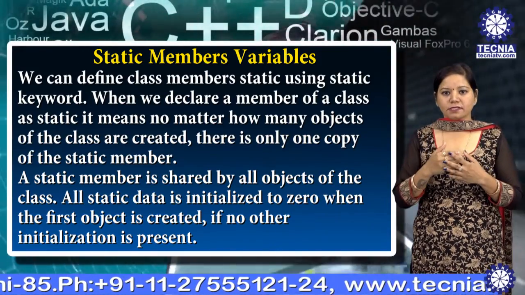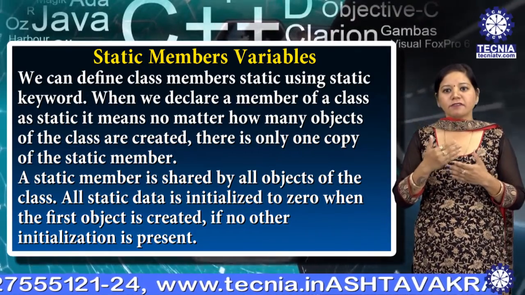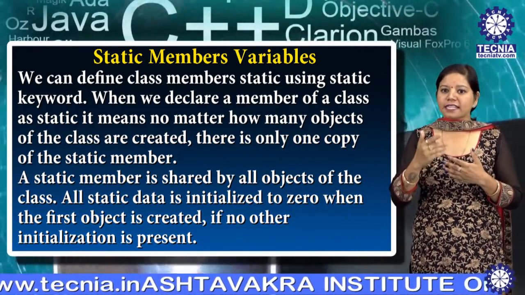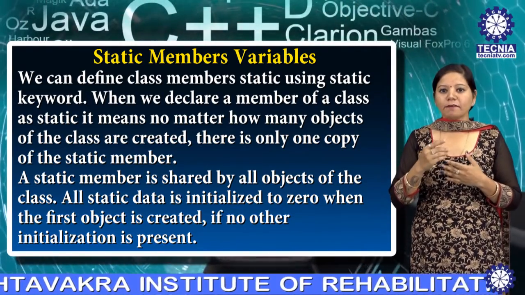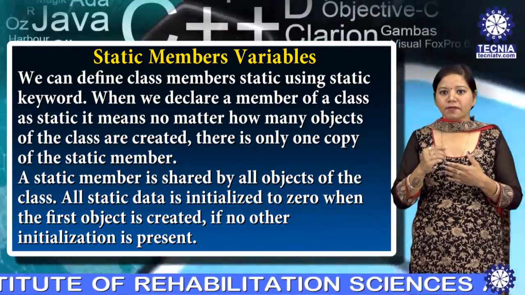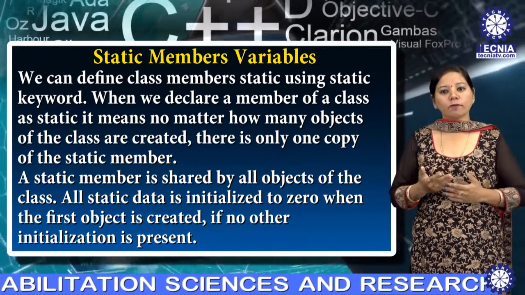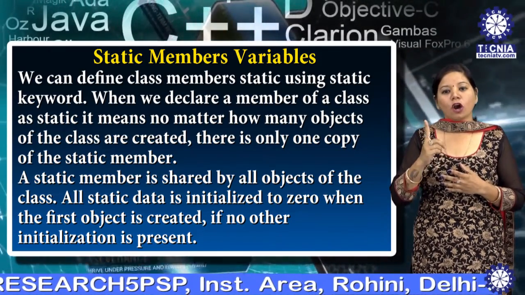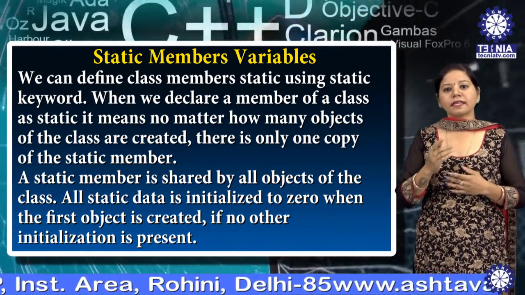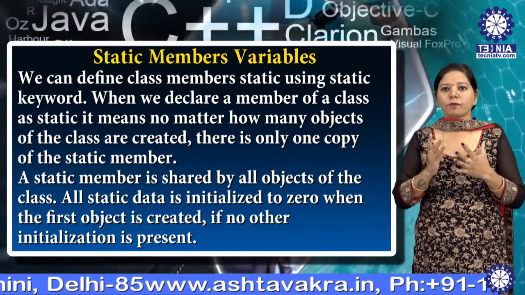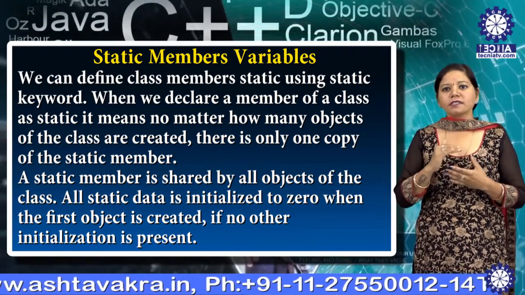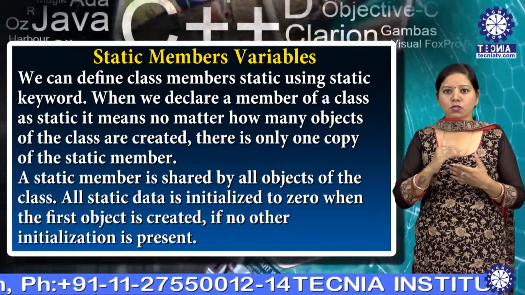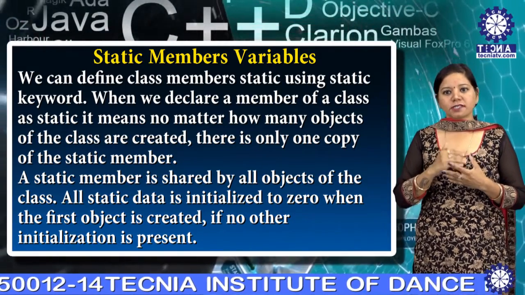Static member variables. We can define class member static using static keyword. When we declare a member of a class as static, it means no matter how many objects of the class are created, there is only one copy of the static member. A static member is shared by all objects of the class. All static data is initialized to 0 when the first object is created.